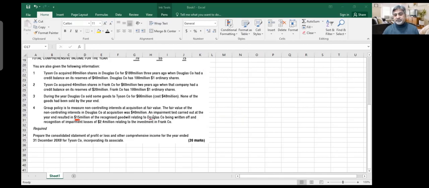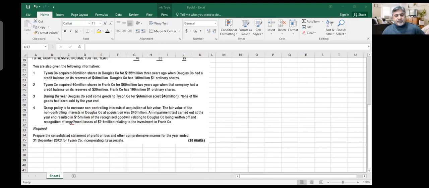And it happened in Douglas, and in Douglas the NCI is at fair value. So this 15 million we are going to distribute between the parent and the subsidiary. Of course, 80% will be taken by Tyson, the parent, and 20% will go to the non-controlling interest. I'm going to subtract this 15 million from the profit. Remember, the profit here was 55 million for Tyson company. So from that Tyson company profit, I would take this away.